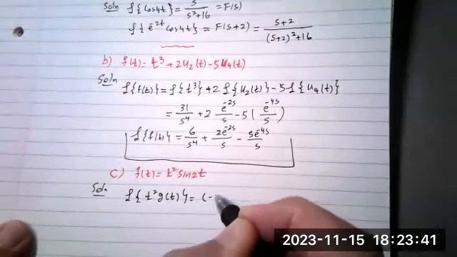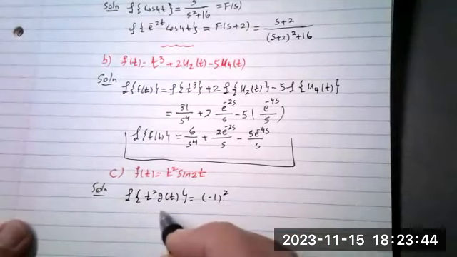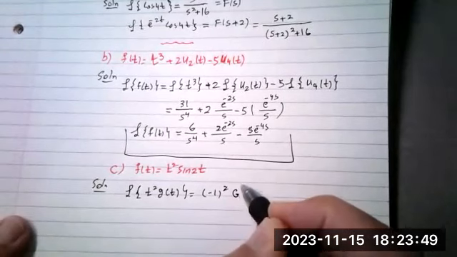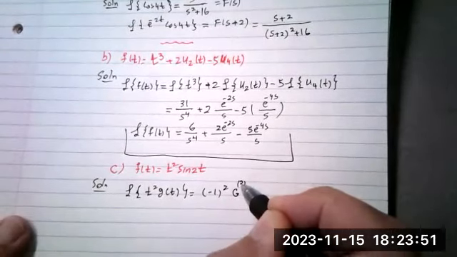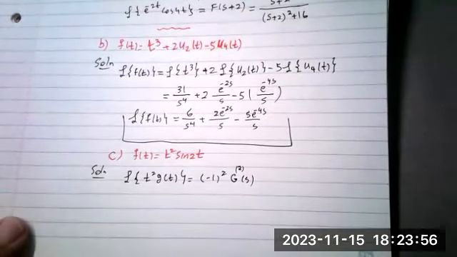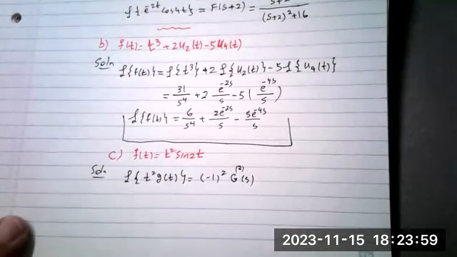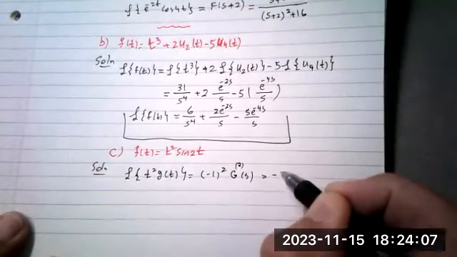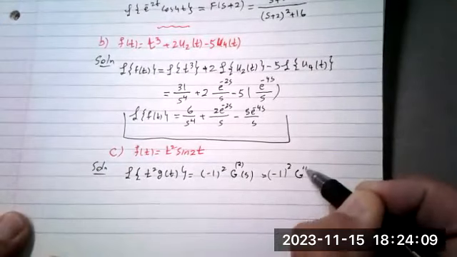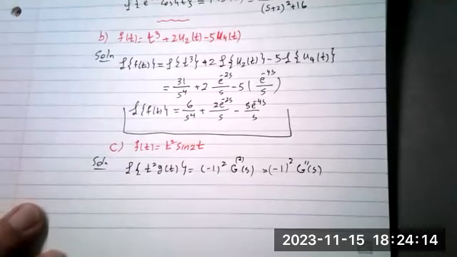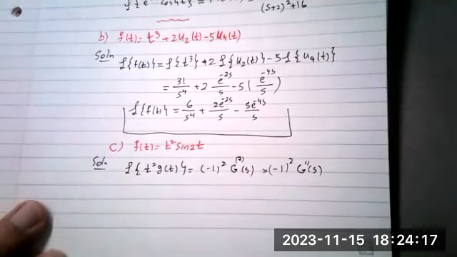Okay, this is going to be (-1) squared times the derivative of the Laplace of this function. So it's going to be the second derivative. I call it G of s, just to remind you. No, it's the second derivative, double prime if you like. So the (-1) squared G double prime of s. What you have to do is find the Laplace transform of sine of 2t first, then take the second derivative in this case.